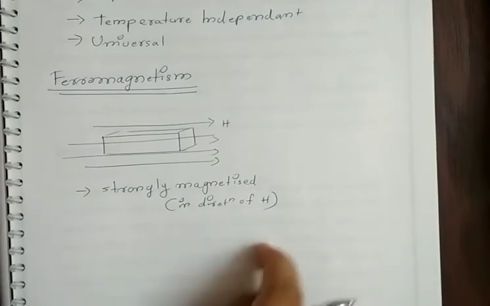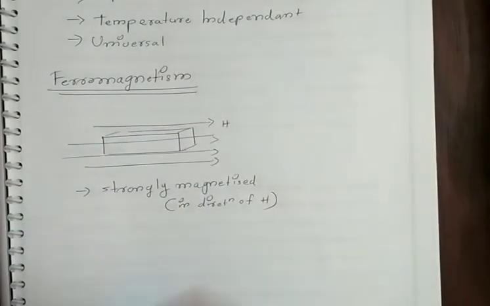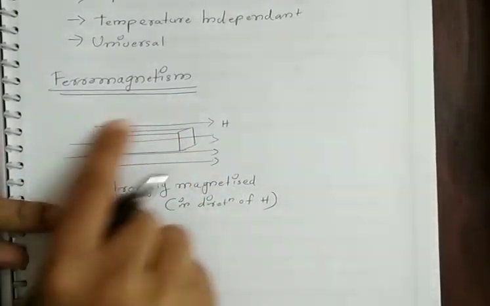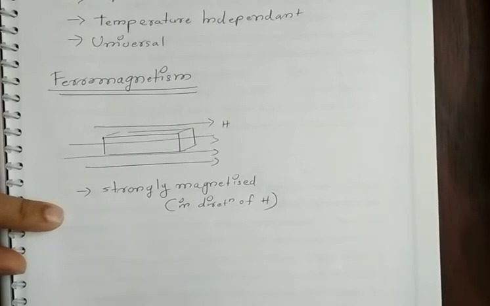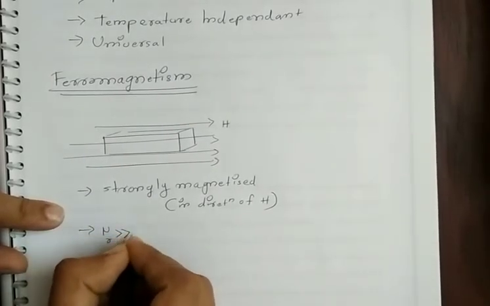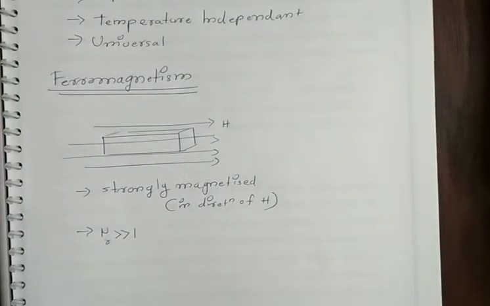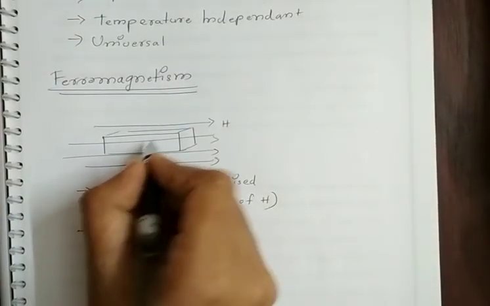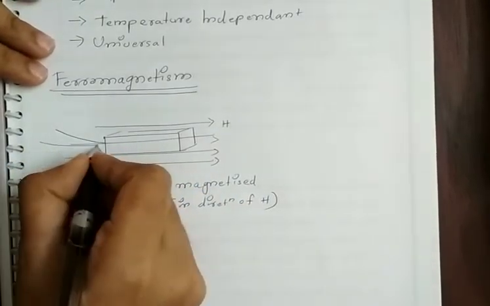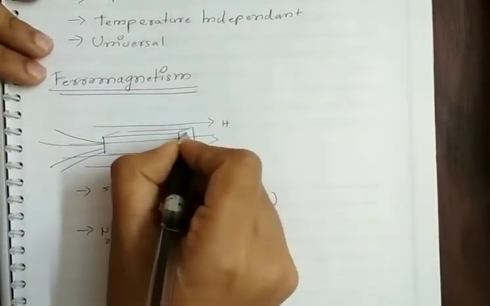Diamagnetic, we said, was magnetized in the opposite direction of the H. In paramagnetic and ferromagnetic cases, the material is magnetized in the direction of the external field, and the relative permeability mu r is very, very greater than 1. That means when you place a ferromagnetic material in an external field, what happens? It absorbs all the external field lines into it.